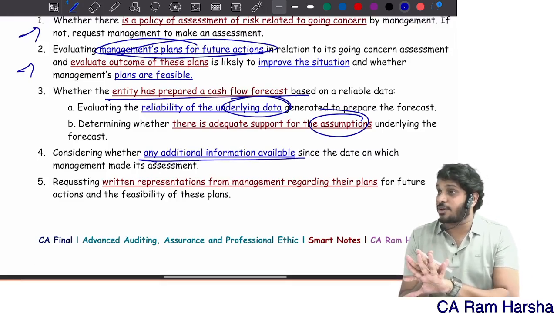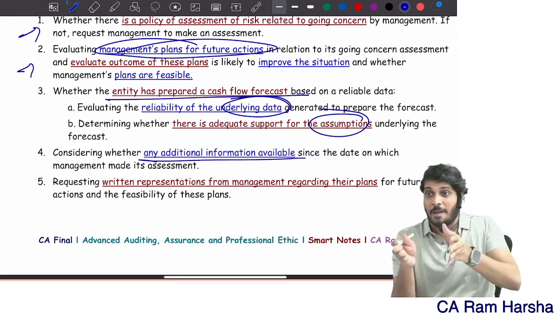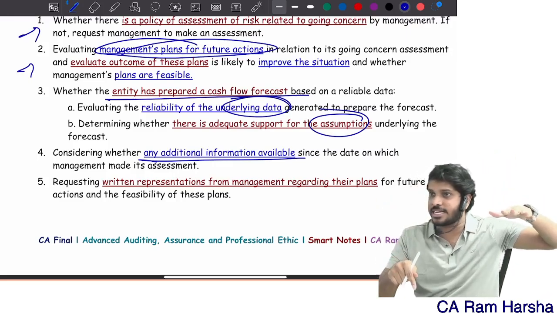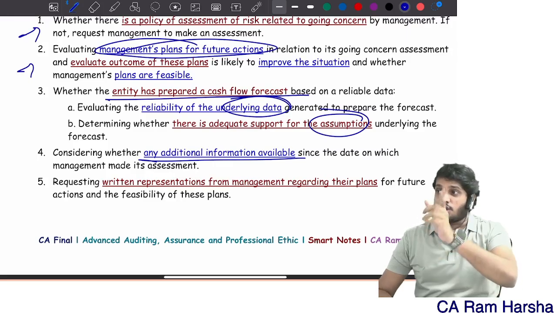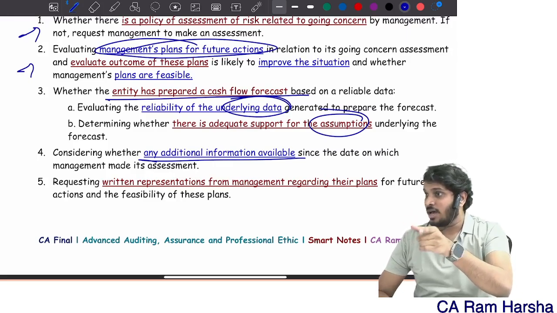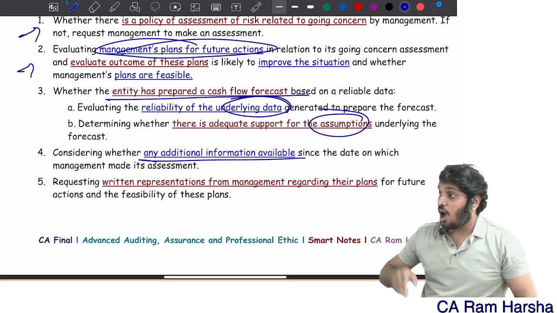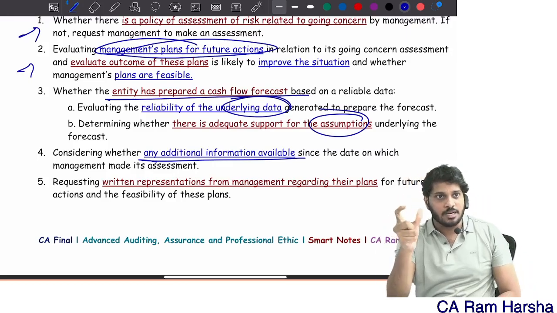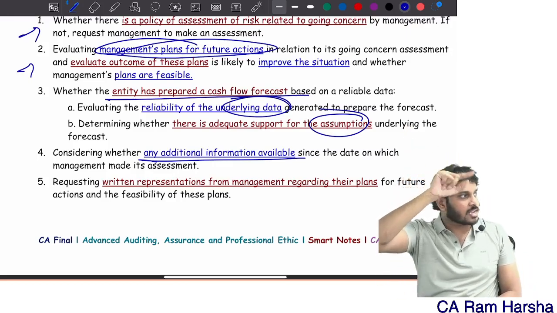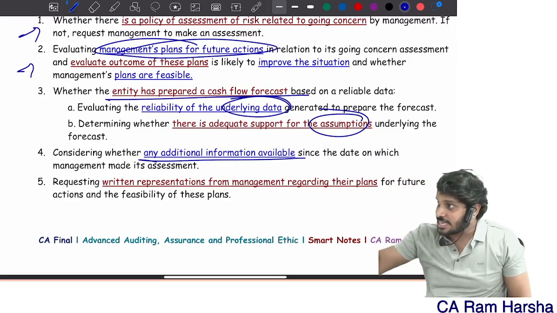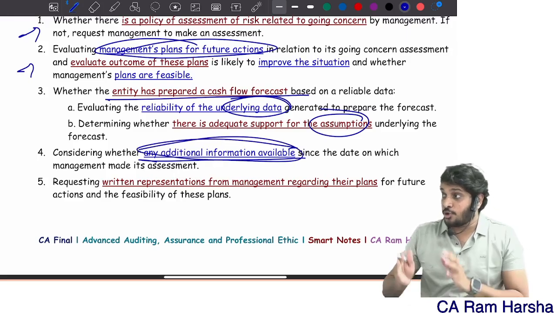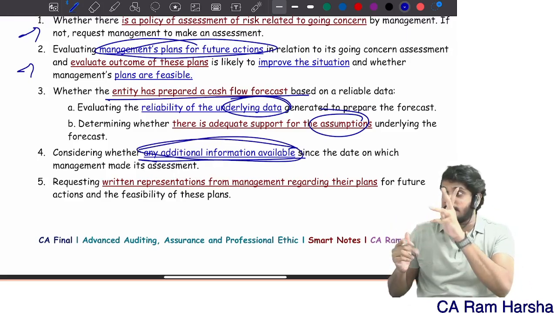Whether any additional information is available to the auditor, because management did this assessment 4 months ago. Now, as on the audit report date, I should once again check. Remember, CARO clause number 19. Yes or no? Material uncertainty point only. On the date of the audit report, do you still think whatever liabilities were there on the balance sheet date the company will honor? Think about it on the date of the audit report. Do you find any additional information available related to going concern?